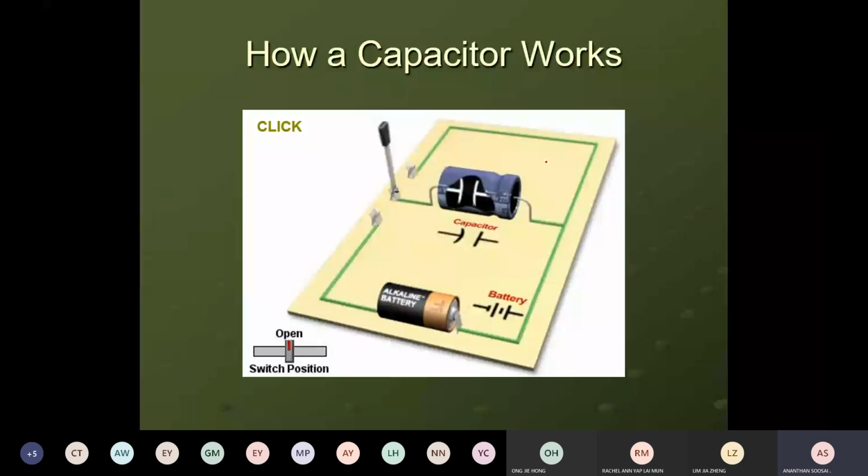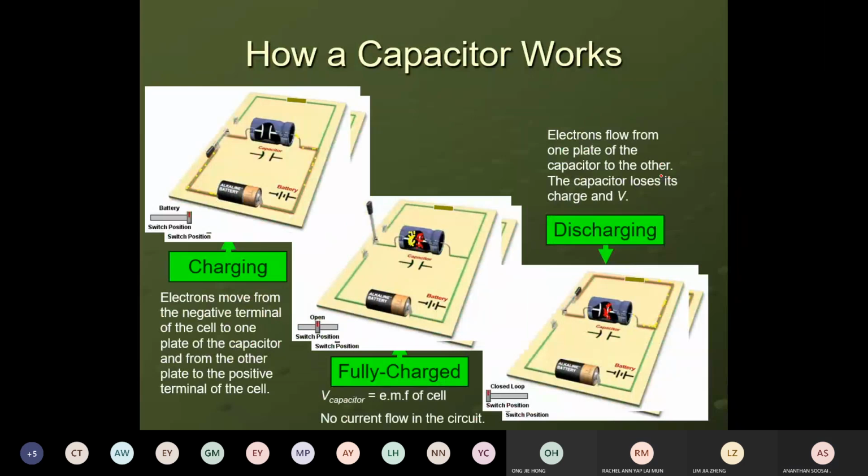Okay, so this diagram shows the charging capacitor. Of course, the shape is cylindrical. You can think that inside there is one parallel plate. If you close the switch, it will be charged. See the first diagram: charging, fully charged and discharged. First we look at the charging one.